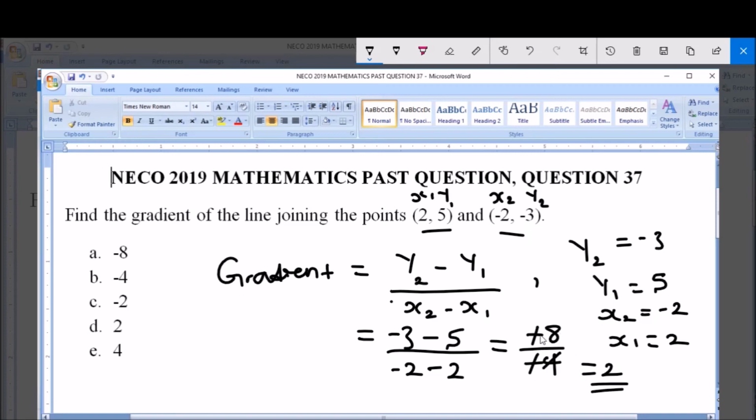So the gradient of this line is equal to 2, and that is option D.